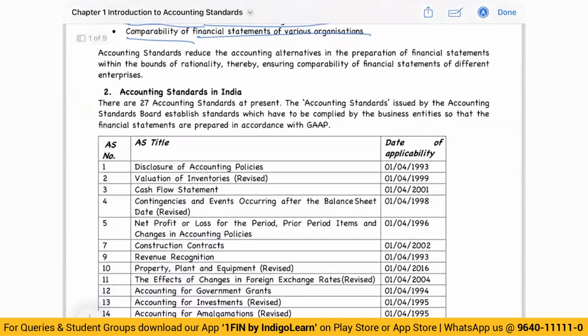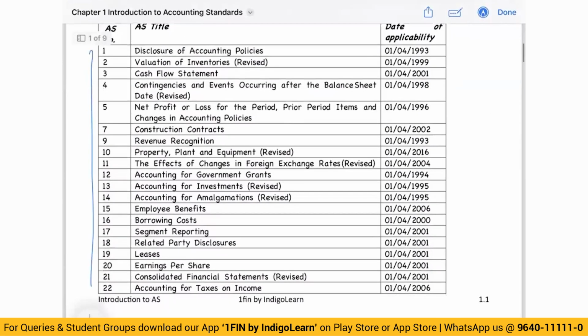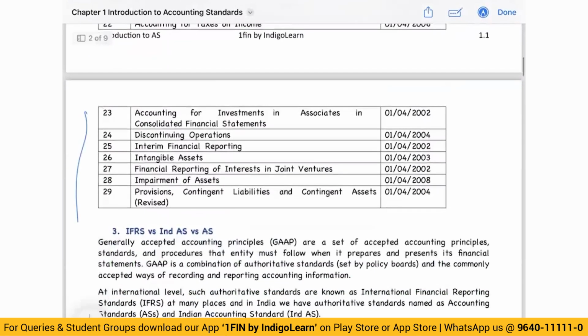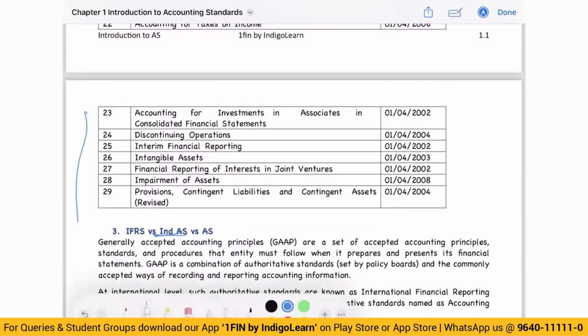As far as accounting standards are concerned, we have seen there are AS1 to AS29. Out of these, accounting standard 6 and accounting standard 8 are no longer applicable. They have been withdrawn. These we already have seen through, so you'll be able to understand, right? So these are accounting standards. And if it is a listed company, what is applicable is Ind AS, that we'll discuss subsequently.